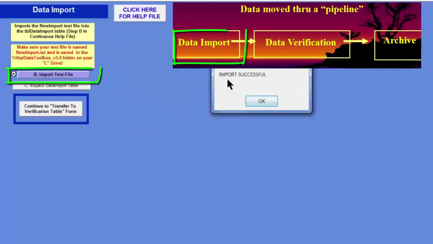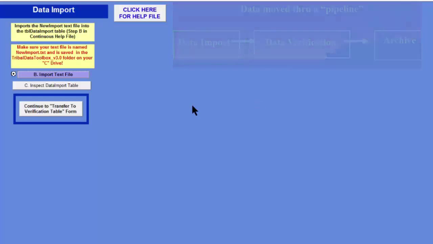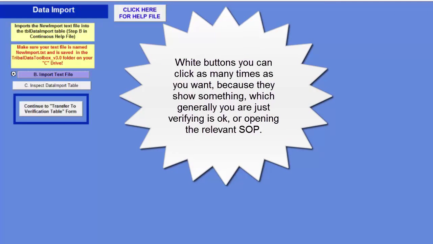And then I get this import successful message box, which is what I want to see. So I click OK on that. And now the data have been imported into the temporary data import table, which is the first table in the series of tables. So the next step is to look at the data in the temporary data import table.